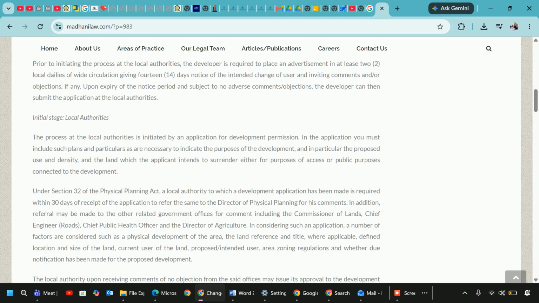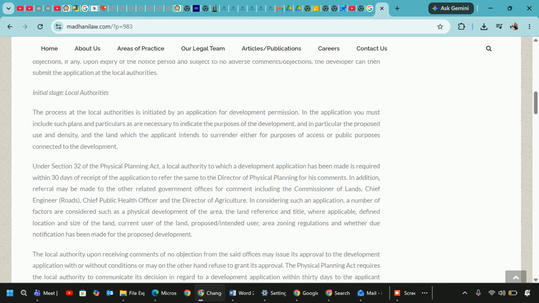So in brief, if you are the developer and you want to approach this local authority, you must include a plan and particulars as are necessary to indicate the purposes of the development. You must give reason why you want to develop this place to a multi-dwelling apartment, and in particular the proposed use and density, and the land which the applicant intends to surrender. I saw an article saying that even the beacons surrounding that part must be clearly identifiable.